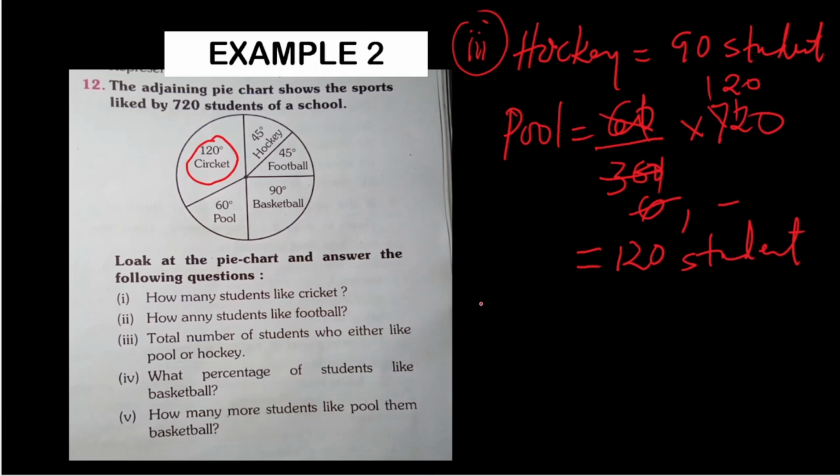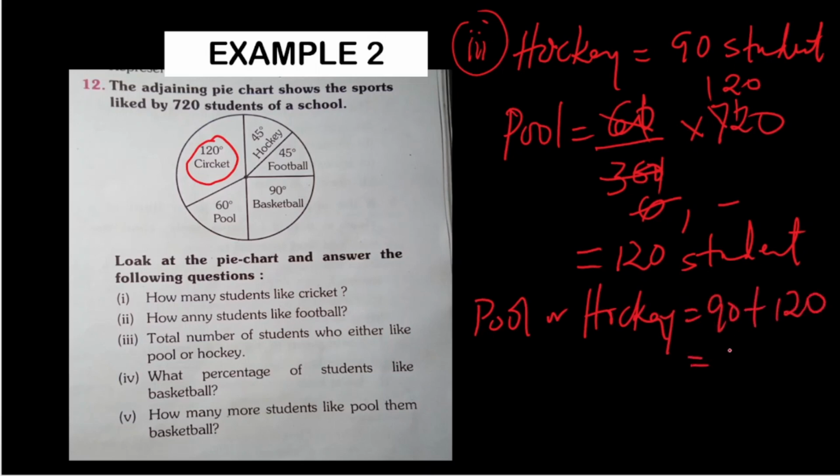So what would then be the number of students who either like pool or hockey? Pool or hockey will then be 90 plus 120. That gives 210 students. I hope this is clear. So that is that on this one. The next stage is now to go to question 4. But before we go to question 4, let's look at another way of solving this.